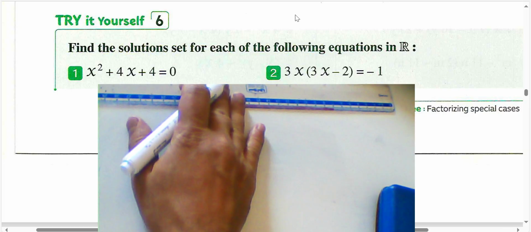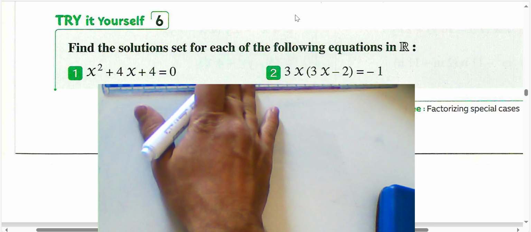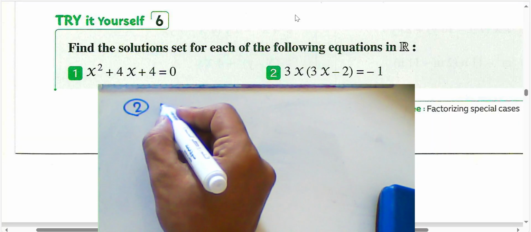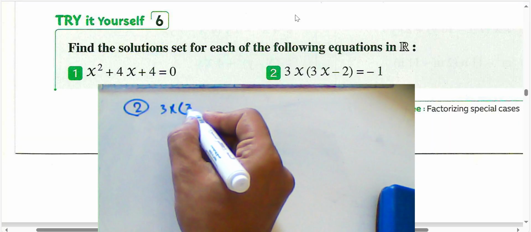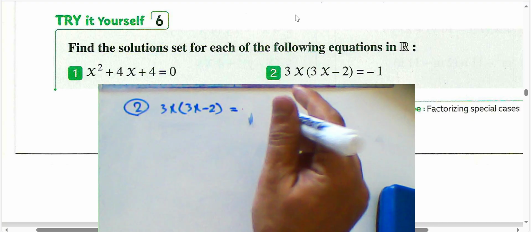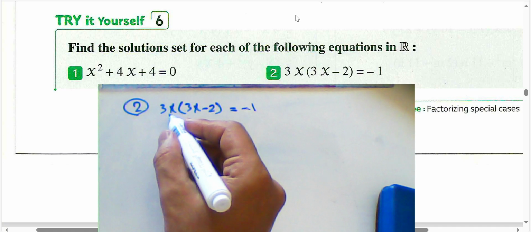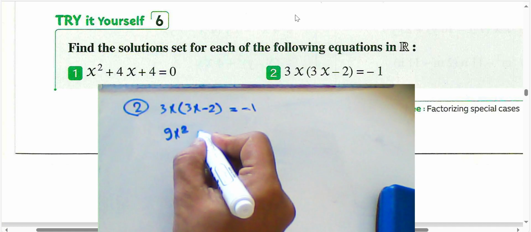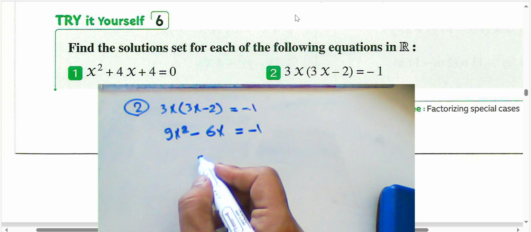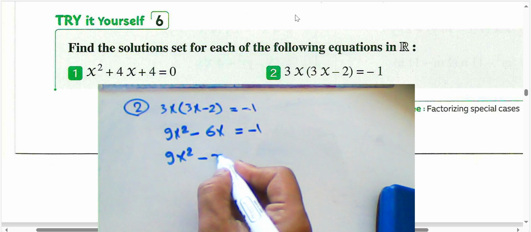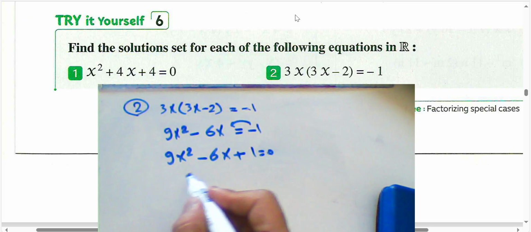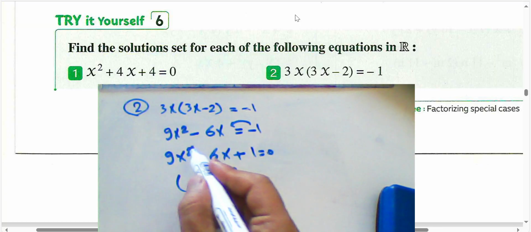Question number 2. (3x − 2)² equals negative 1. 3x times 3x equals 9x², and 3x times 2 equals 6x, so it equals negative 1. And then 9x² − 6x + 1 equals 0. Move negative 1 to the left-hand side and change the sign. Then we have a perfect square. We can find the square root of the first.